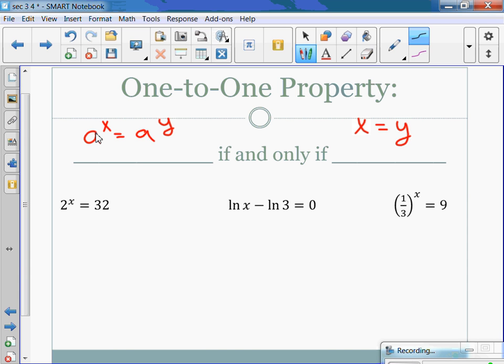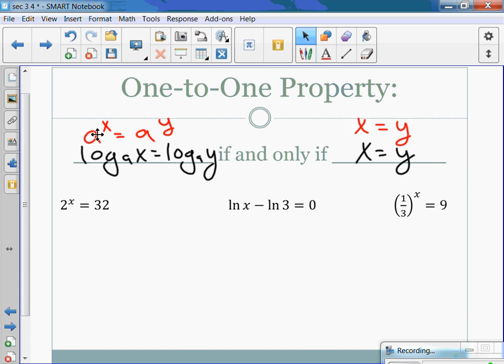And we had that log base a of x equaling log base a of y. So when they have the same base, what does that mean? Same thing. So if I can get the same bases, whether I'm talking about a logarithm or exponential, we just automatically have our answer, x equals y.